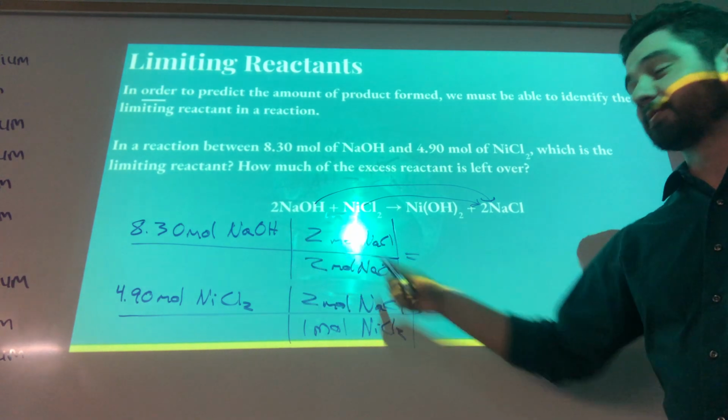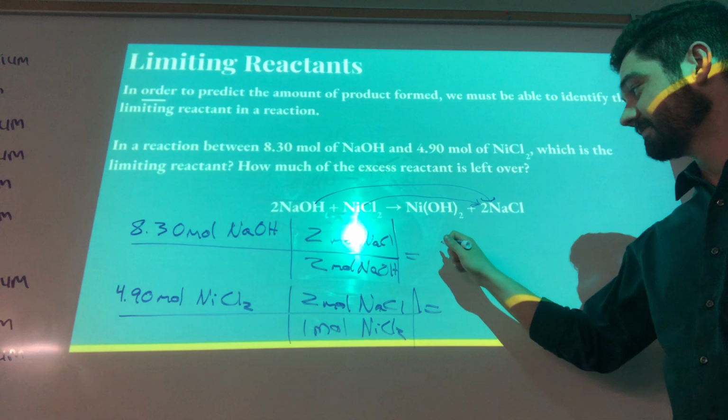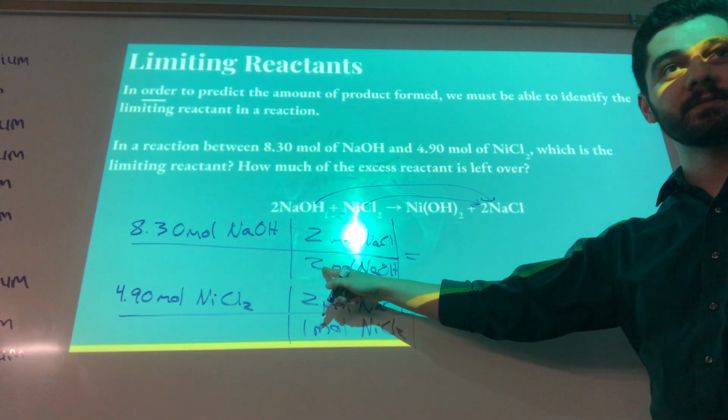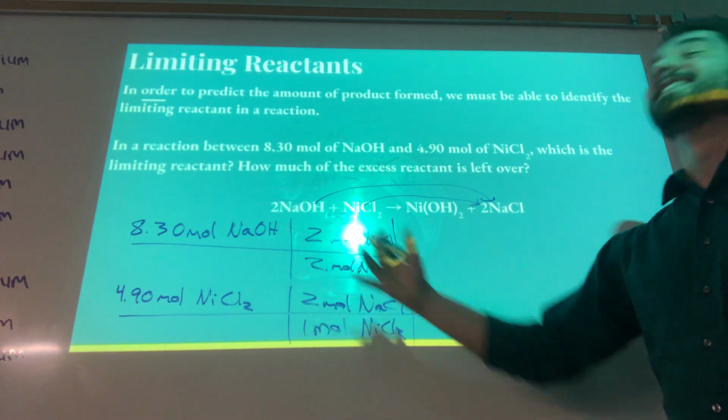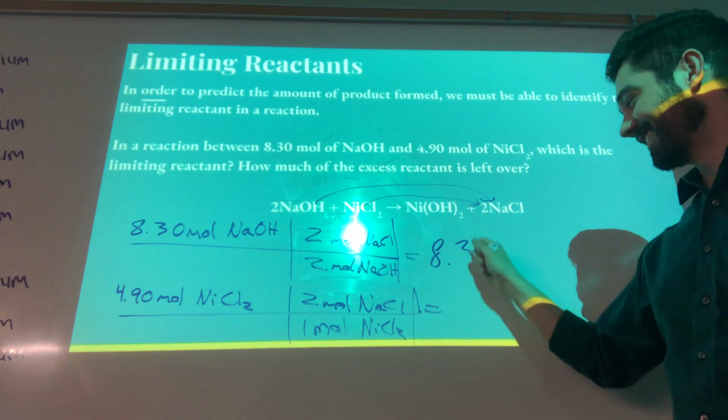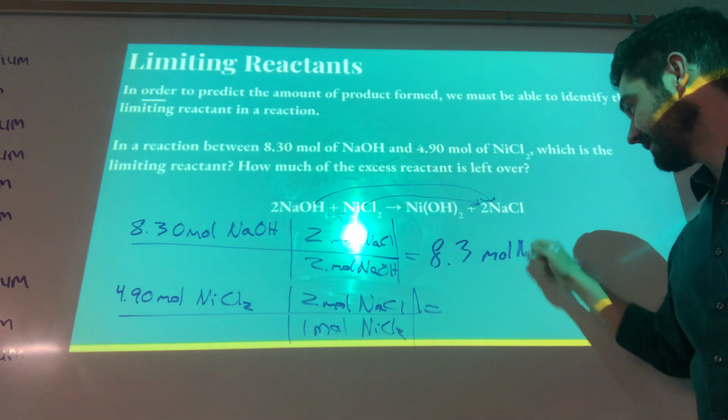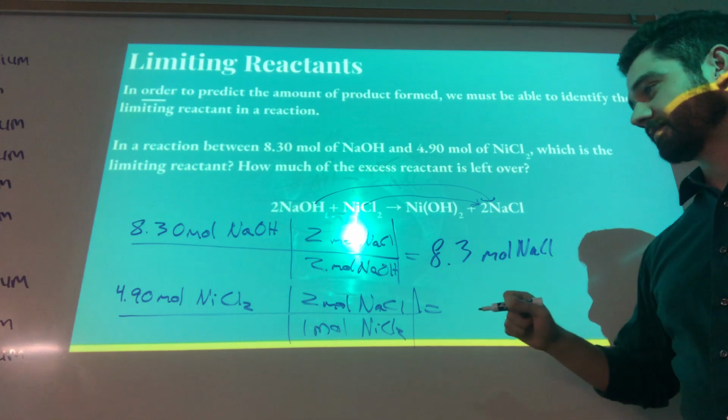What's 8.3 times 1? That's one, 2. That's a 2. Divided by 2. Oh, cancel. Wow. 8.3 moles of NaCl. And then it's, no, I got it.